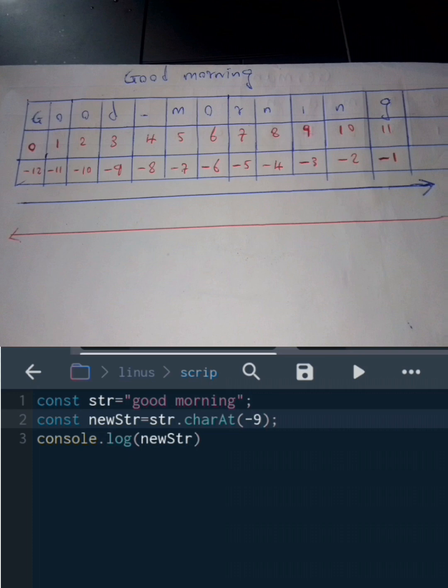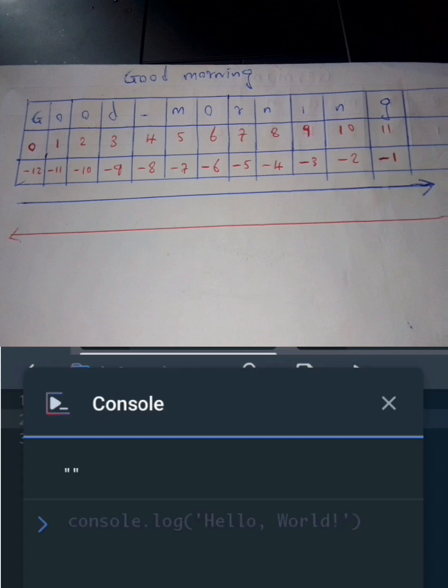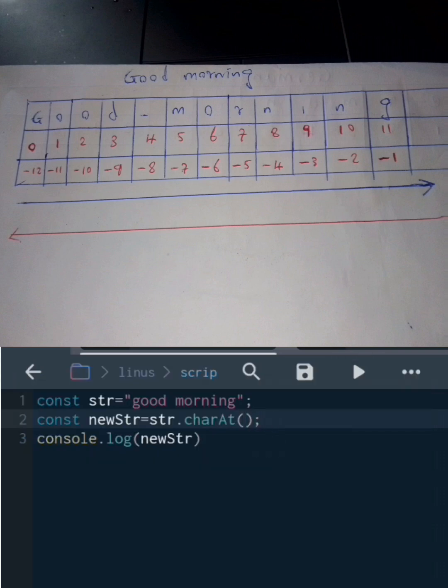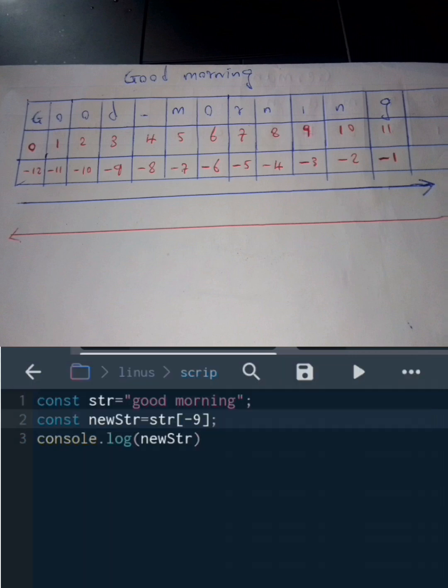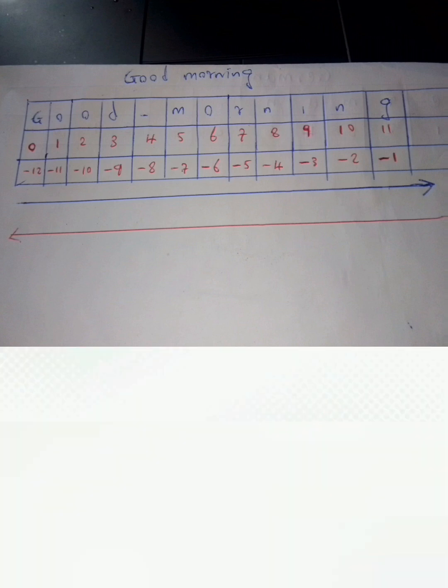So as you can see, when I use charAt with a negative index like -9, it returns an empty string. But when I use string with a negative index like -9, it returns undefined. This simply means that charAt and string can't handle negative indices. That is the only difference they have with at.